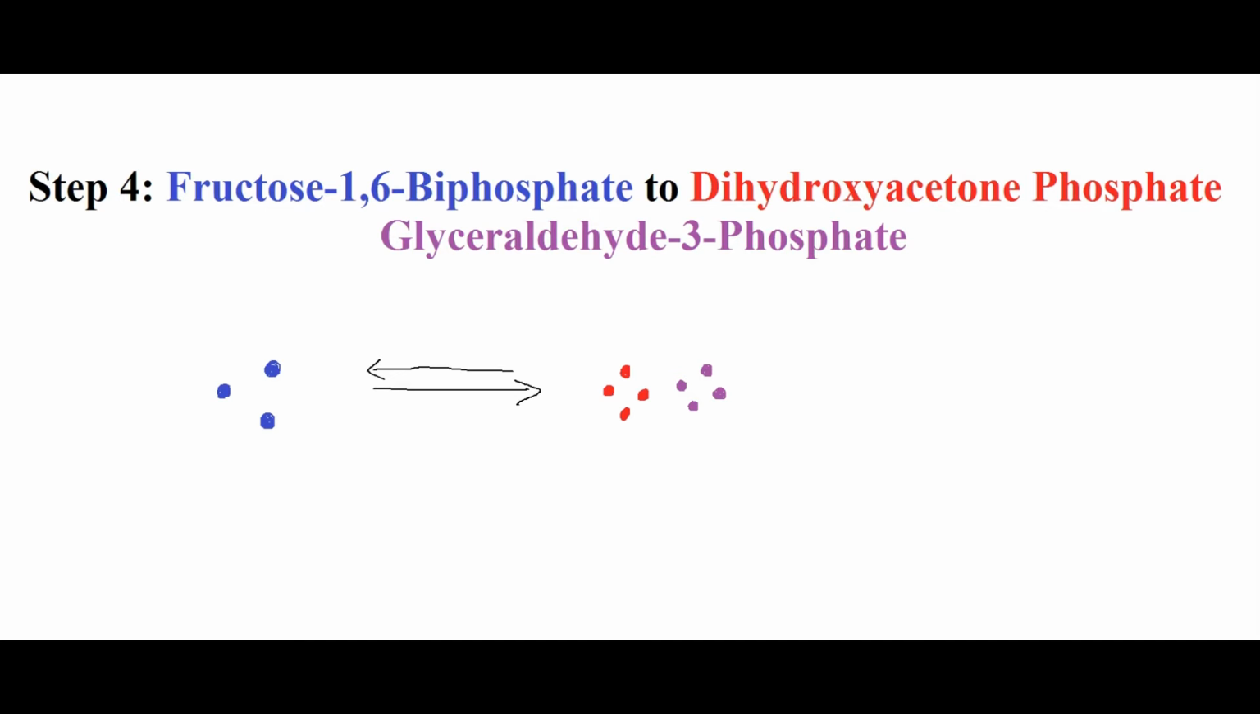So in this step, we're going to be converting fructose 1,6 biphosphate, which we created in step 3, to dihydroxyacetone phosphate and glyceraldehyde 3-phosphate. Now, that said, only one of these molecules is viable to continue through glycolysis. That molecule is glyceraldehyde 3-phosphate, the purple one here. Why? You will find out in the next section.